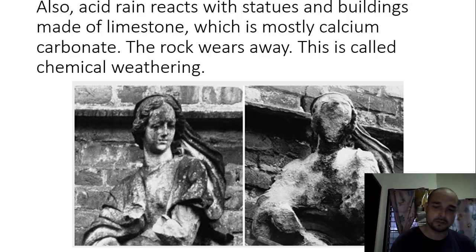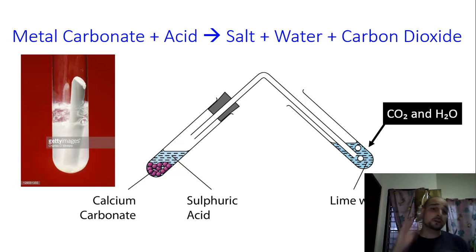Okay. Metal carbonate plus acid makes salt plus water plus carbon dioxide. So this is the general word equation. We can test for carbon dioxide using a solution called lime water. And that's basically water with very dilute powdered calcium carbonate. And it reacts with the carbon dioxide, forming a cloudy mixture.